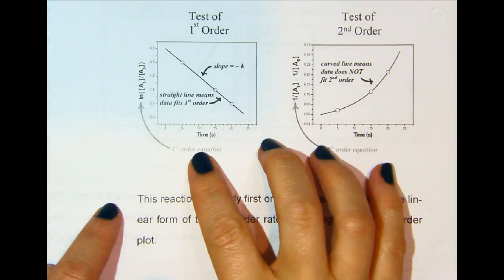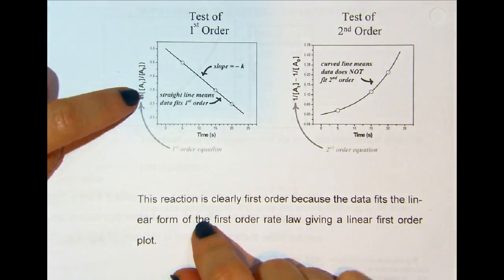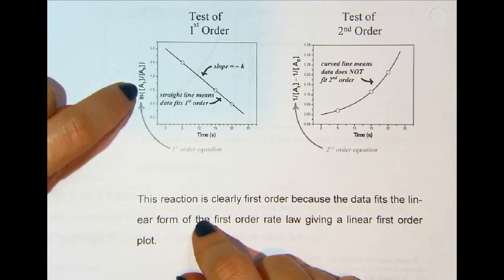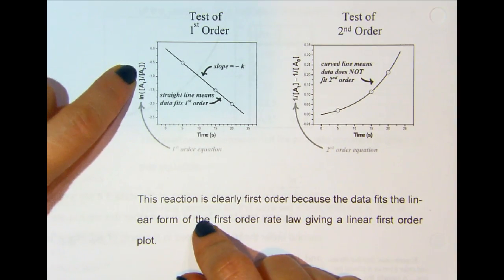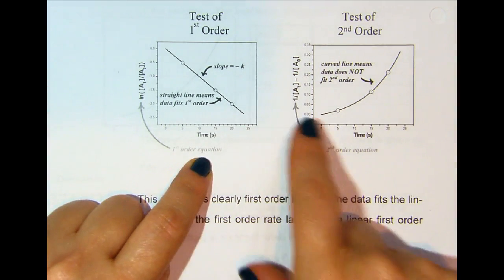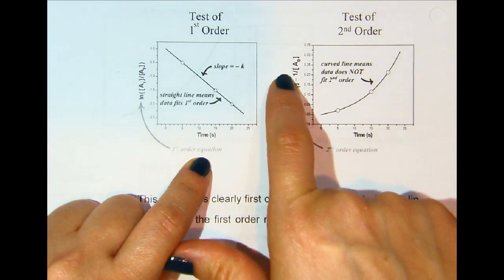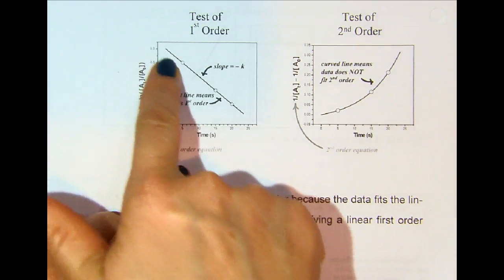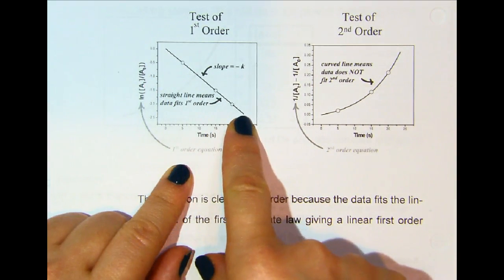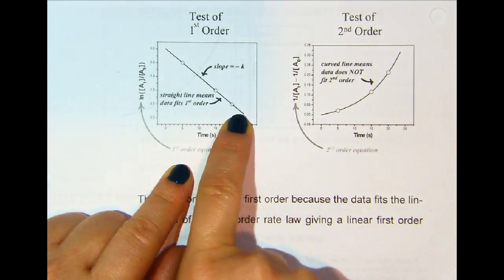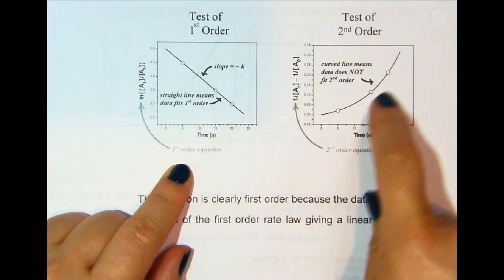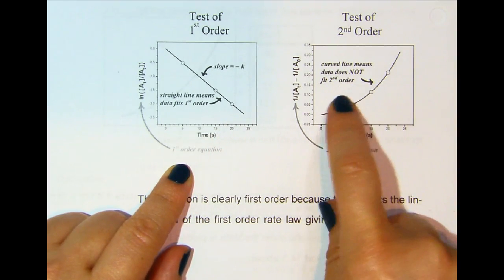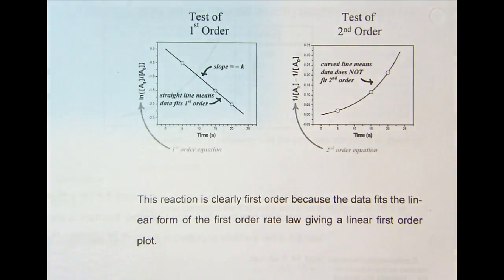So if we look at these two graphs, you'll notice that the natural log of At over A0 is a first order equation, and 1 over At minus 1 over A0 is a second order equation. Because this one yields the straight line, this is a first order reaction. Since that's a curved line, the data would not be second order.